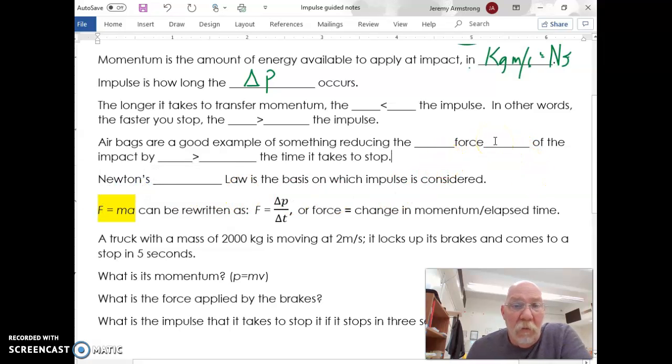F equals ma can be rewritten as F equals delta P over delta t. So F equals ma is part of which of Newton's laws? All right, Megan, what do you think? Good. Second. Newton's second law is the basis on which impulse is considered. All right. Force is equal to change in momentum over elapsed time. Change in momentum being the top part, elapsed time being the bottom part.